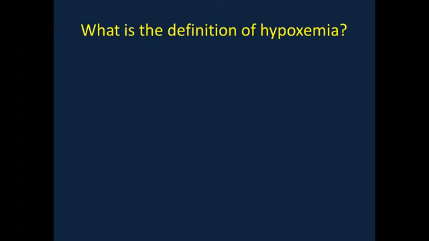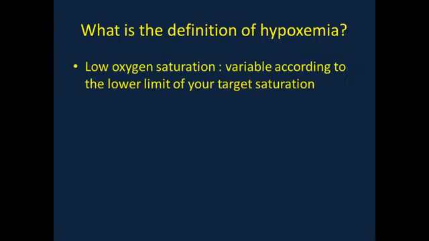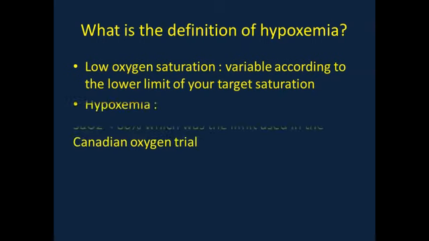So first, what is the definition of hypoxemia? And what's the definition of low oxygen saturation? Low oxygen saturation is variable according to your lower limit of target saturation. If you have a target saturation of 90 to 95, below 90 is low saturation. If your target saturation is 88 to 92, below 88 is low saturation.